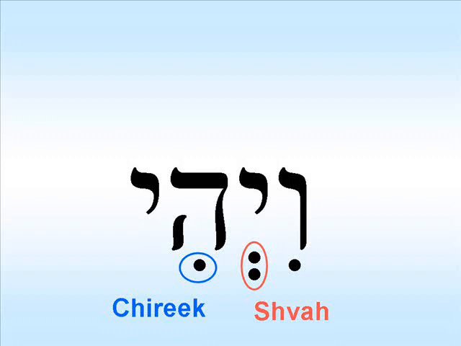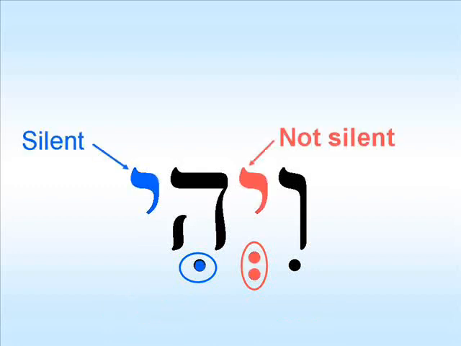Now let's look at the next Yood. The next Yood has no vowels of its own, so we must look to the vowel before the Yood. Indeed, it is the chirik. Okay, so now we know. The last Yood is part of the long E sound, and the last Yood is silent.